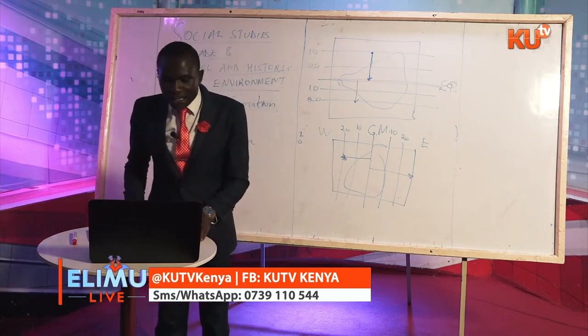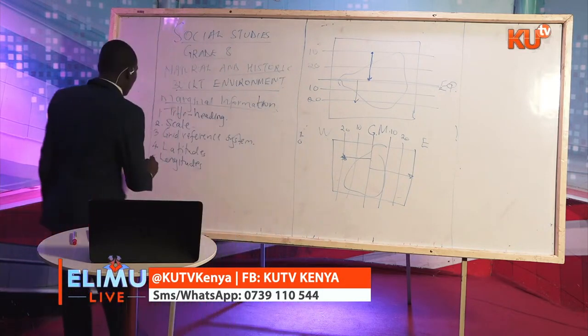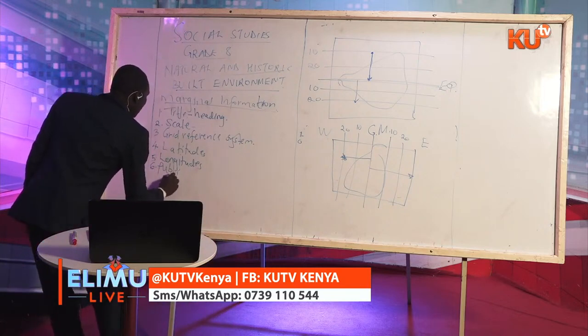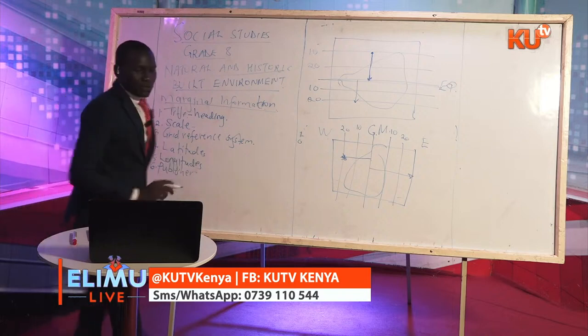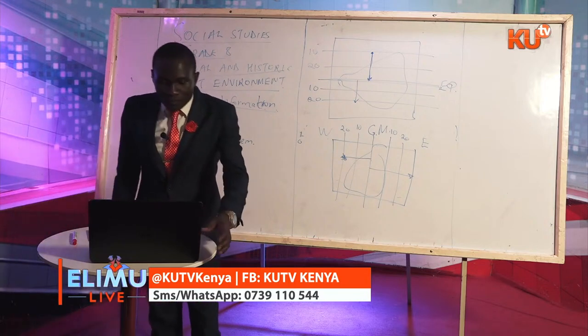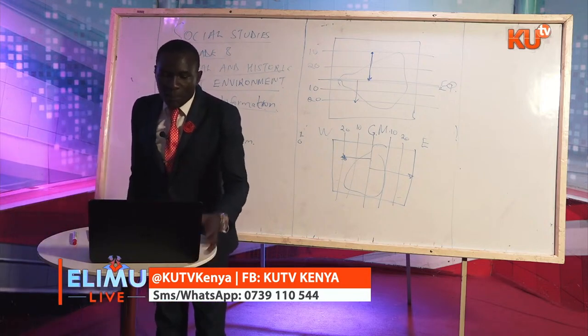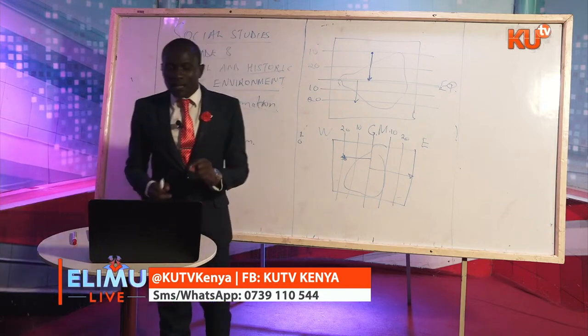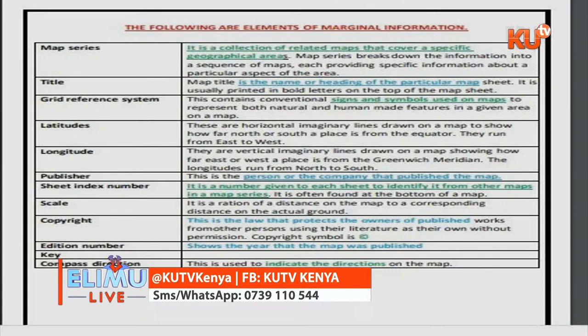Another marginal information is called the publisher. And I know we are going to have the display on the screen. The publisher refers to the person who has published the map. I want us to look at the map, our director is putting it on the screen so that you are able to see the map of Taita Hills, the one that you have just looked at.